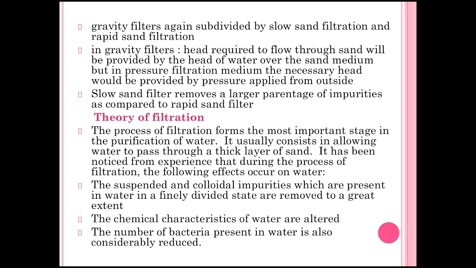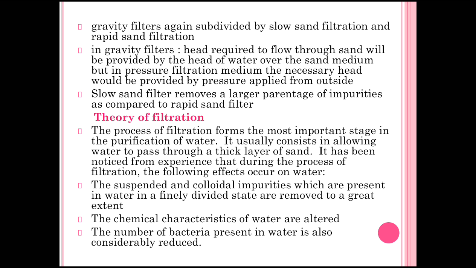The first one is that suspended and colloidal impurities which are present in water in a finely divided state are removed to a great extent. Suspended impurities are materials having a particle size more than 10 to the power minus 7, which are floating on the surface of water, like algae, fungi, then vegetable matter. All those particles which float on the water are called suspended particles.